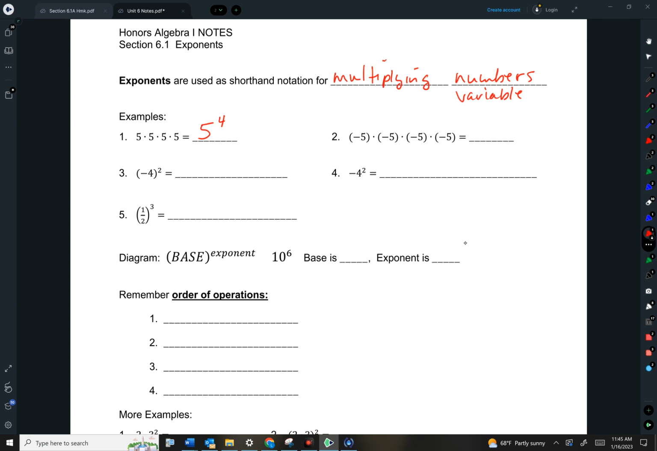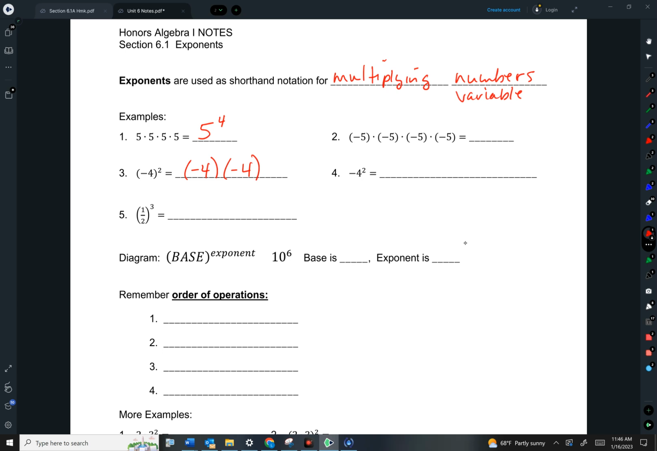And yes, I know you can put that in your calculator and get a number. I'm not concerned about that right now. I just want to talk about what exponents mean. Or on number 3, if I have negative 4 squared, that's the same as saying what is negative 4 times negative 4. Again, I know that's 16. That's not what I care about right now.